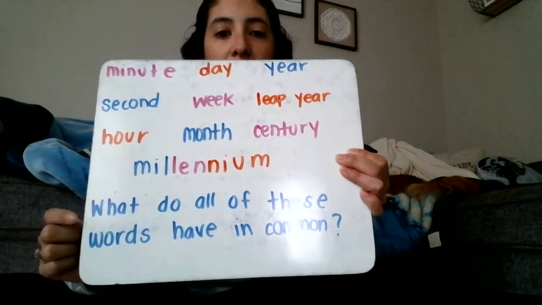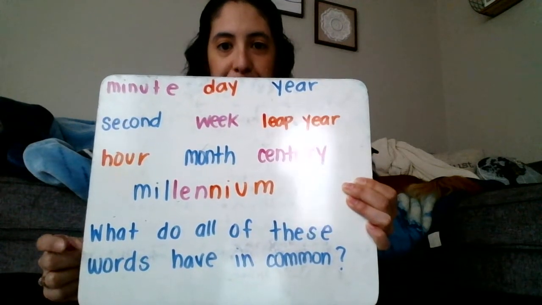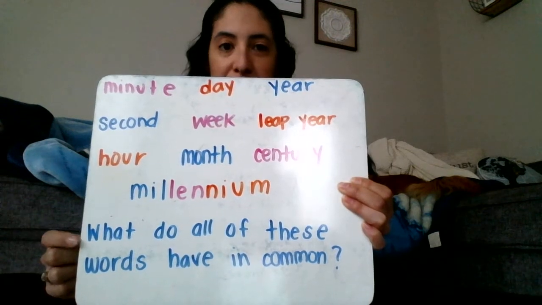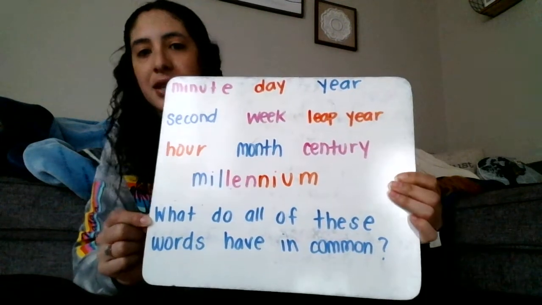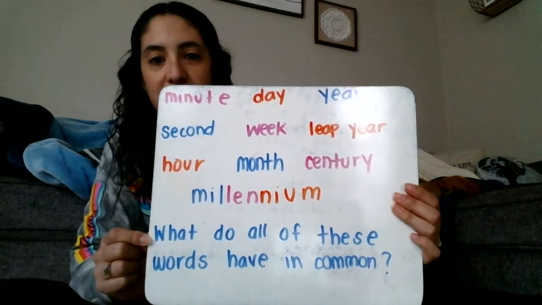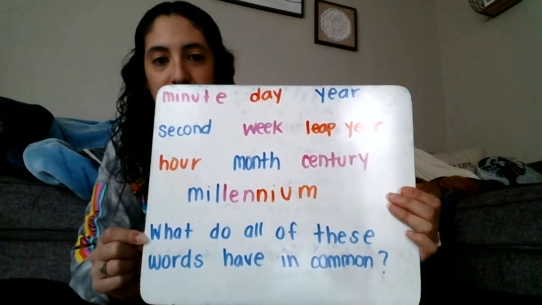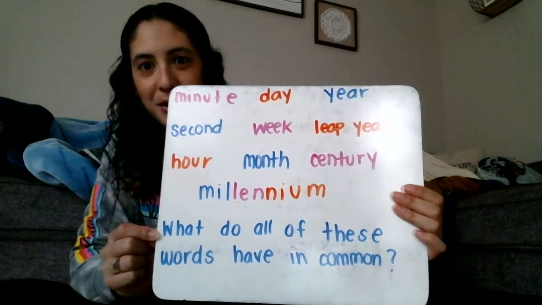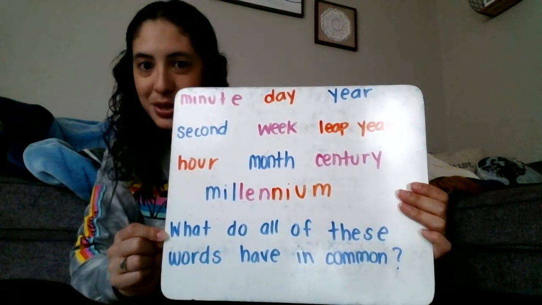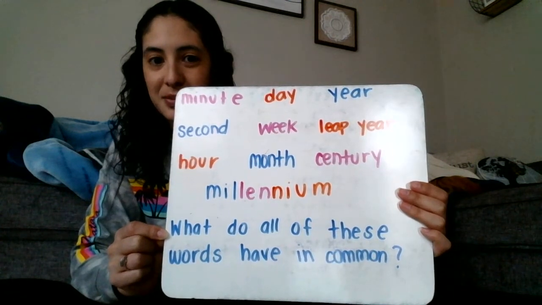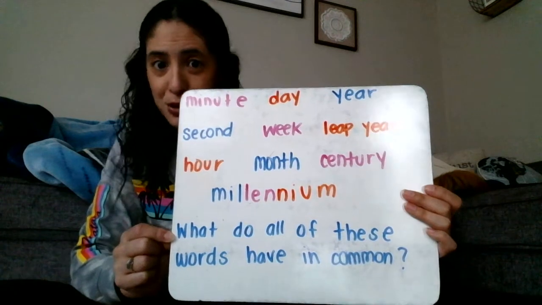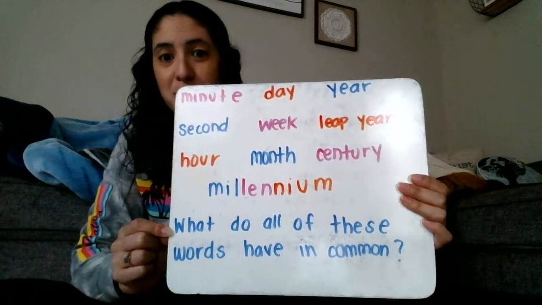What do all of those words have in common? And if you can't think about it or you need a hint, let's think. What are things that we have been working on in topic 14? Give you another hint: customary, metric. Okay, so by now you should have thought of measurement, right? We've been working with measurements.